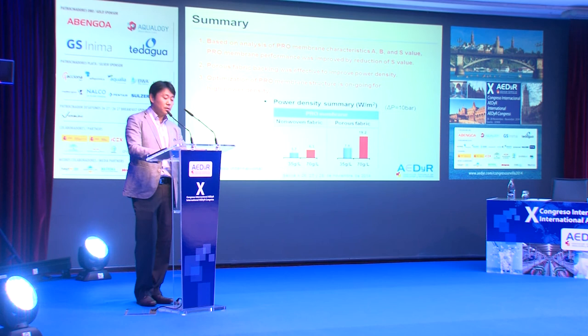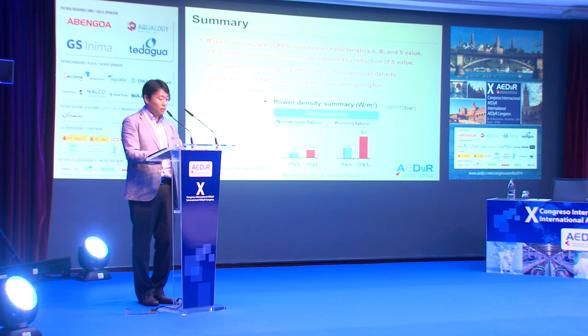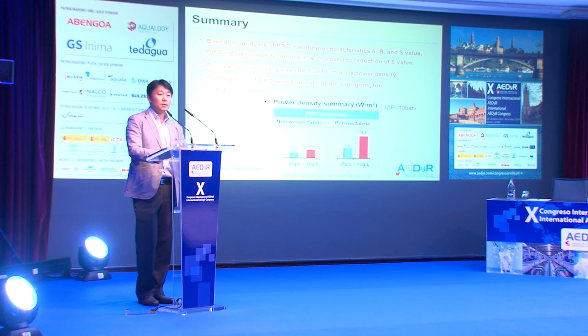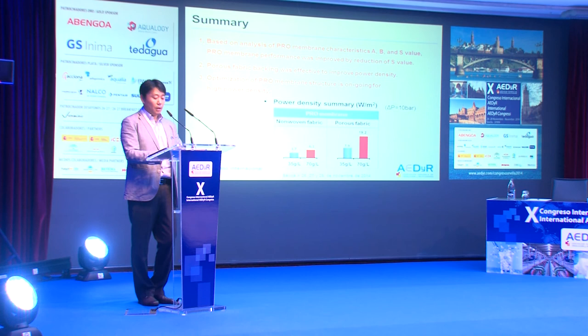In summary, based on the analysis of the PRO membrane characteristics, we were able to improve the performance of the PRO membrane by reducing the S value. By using a porous fabric backing layer, the S value was significantly reduced, leading to an improvement in power density. Further experiments using the porous fabric as the backing layer need to be conducted. By improving the pressure resistance of the porous fabric, we expect even more improvement to the PRO membrane. Thank you for your attention.